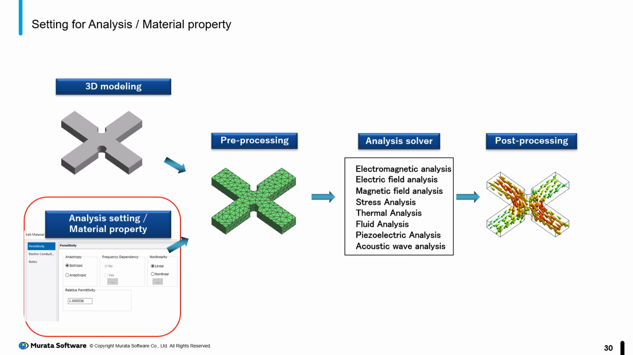Next, I will explain how to set the analysis conditions and material properties. In this step, you will define the material properties of the geometries created in the previous steps, as well as specify where and how much load will be applied to those geometries.